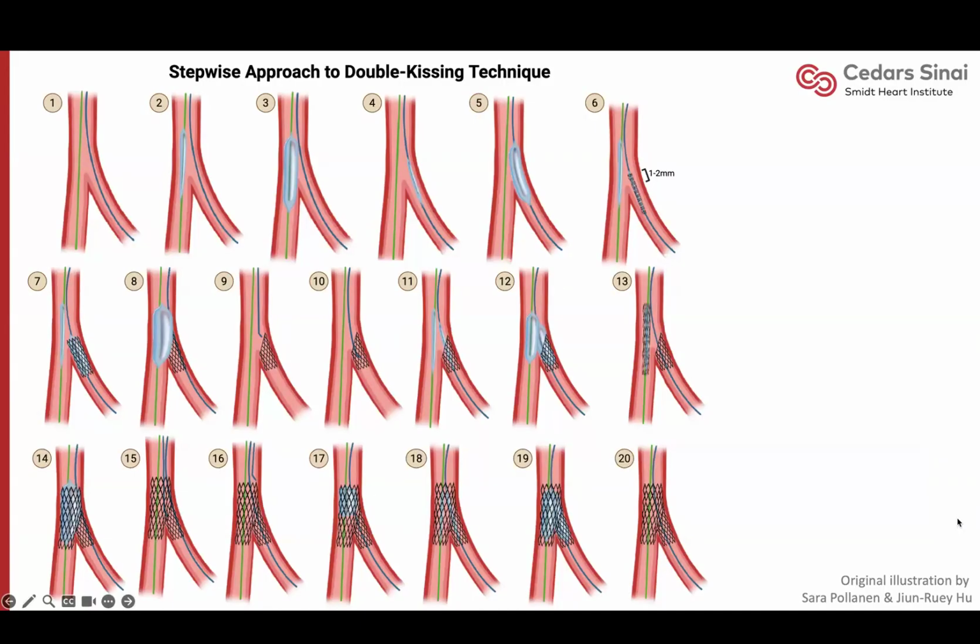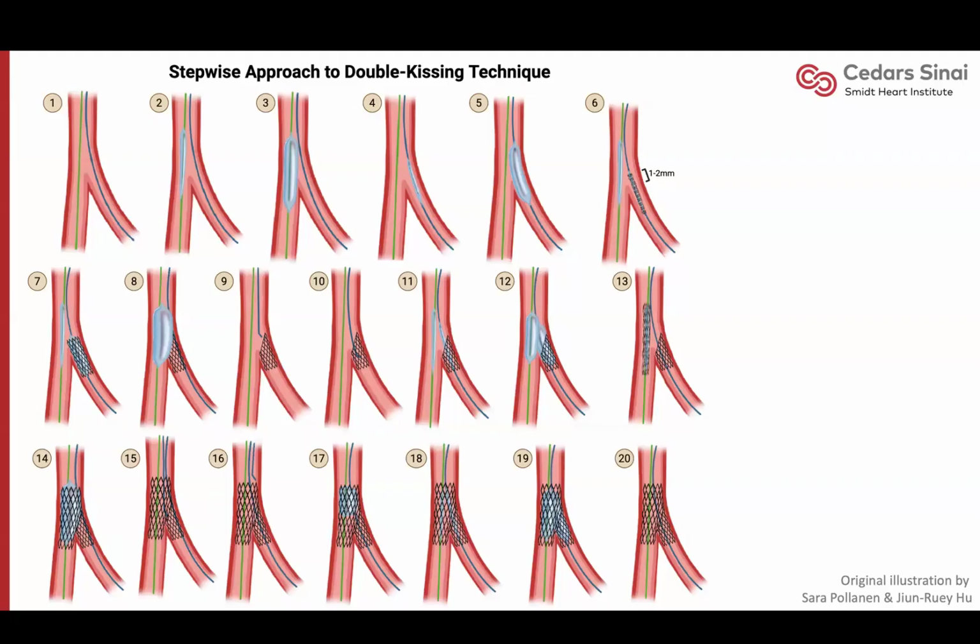Now, let's talk about the double kissing technique, or DK crush. An additional kissing balloon inflation was added right after deployment of the side branch stent in order to clear the crushed struts of the side branch stent away from the side branch ostium in order to increase the likelihood of successful recross after the subsequent main vessel stenting.